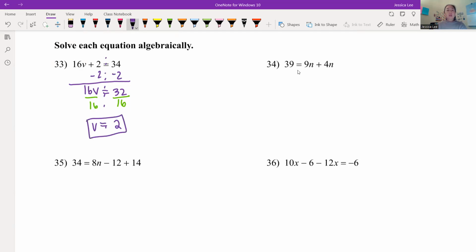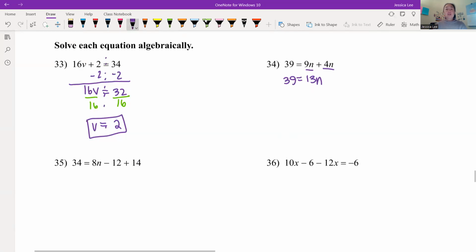Done. All right, notice right here, my variable's on the right-hand side, and I notice that both of them have n's in them, right? Here we didn't have that. This one had a v, the other one was just a number. Here, both of them have n's, which means they're like terms. So we're going to combine like terms first. So we're going to go 39 is equal to 9n plus 4n, which is going to be 13n.